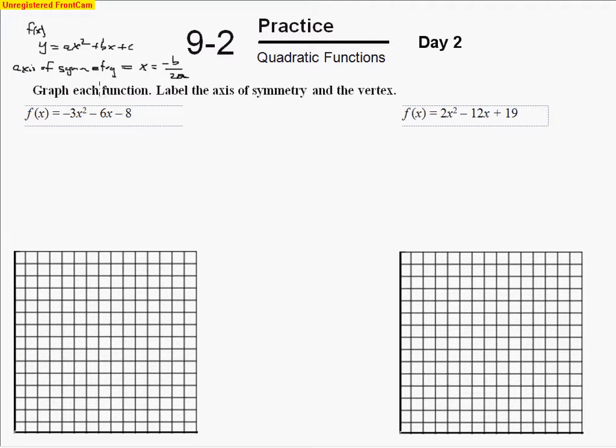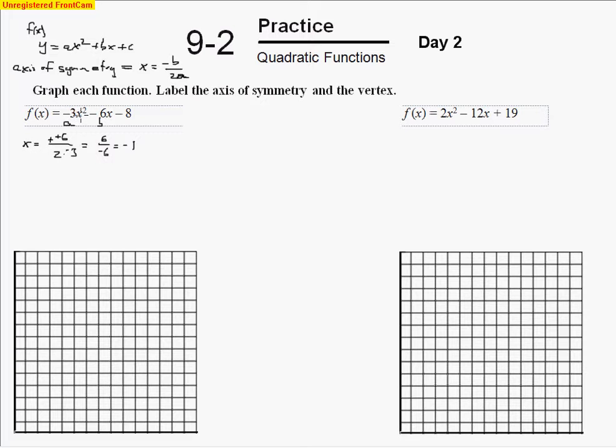Then we're going to substitute that value back in for x to find the y component of the vertex. So let's try it. We've got our a term and our b term. x equals negative b, so the opposite of negative 6, over 2 times negative 3. The negative signs cancel, but we still have a negative in the denominator, so it's 6 over negative 6, which makes negative 1. That's the axis of symmetry.